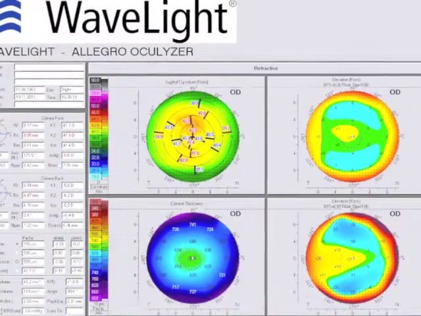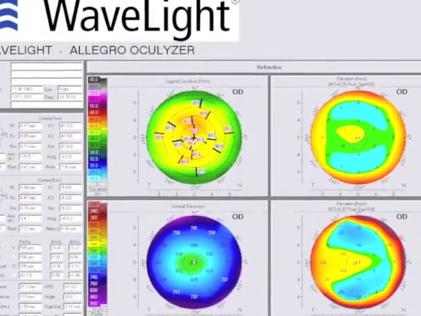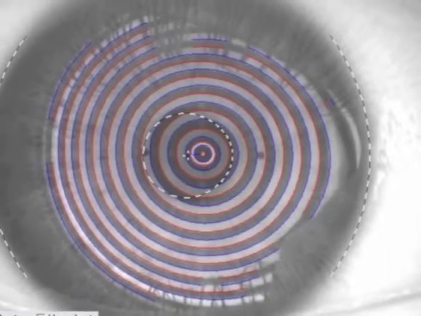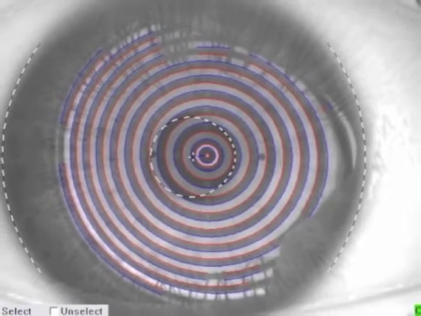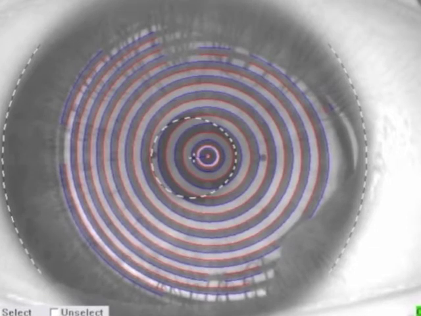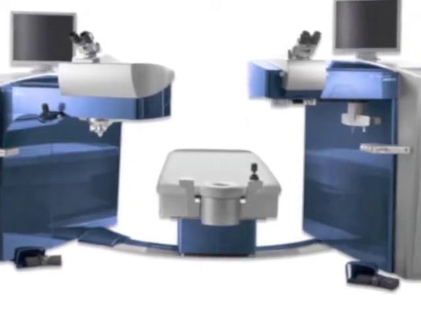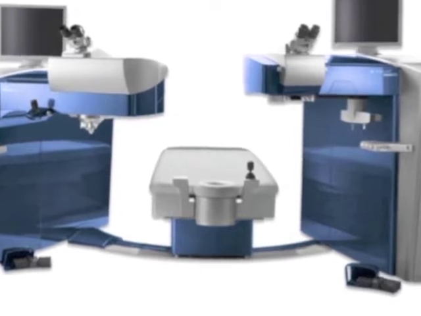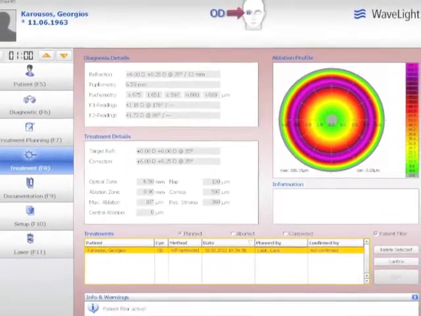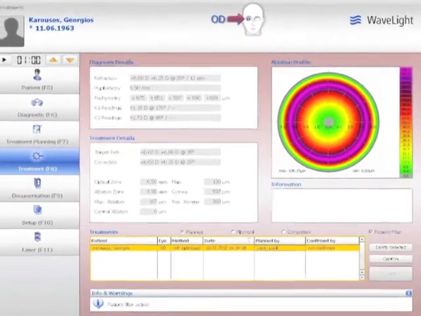This is an example of a hyperope on the Pentacam, normal cornea, but if you study the placido disc images, you can see that the pupillary aperture is eccentric to the visual axis. Clearly, the visual axis is skewed nasally on this right eye. We're using the refractive suite, the FS200 femto on the left, the EX500 on the right, and here is a standard hyperopic correction treatment plan.